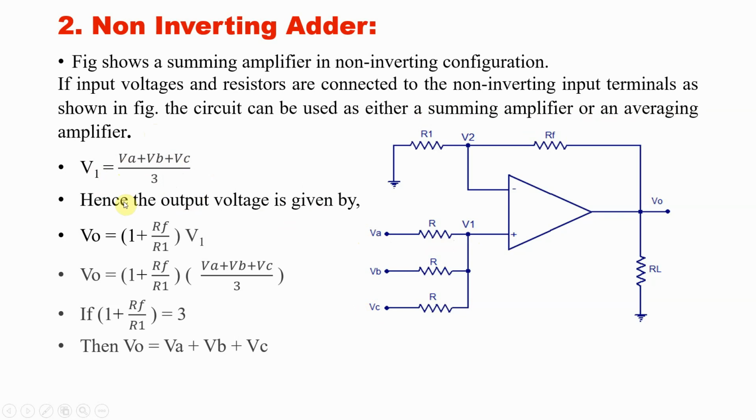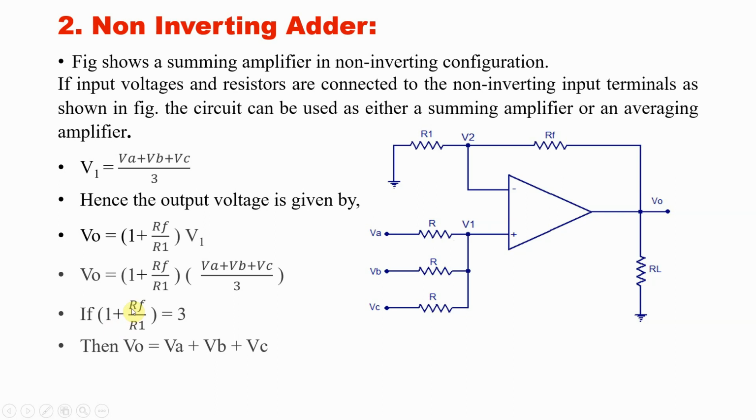Hence the output voltage is given by V0, which is a non-inverting amplifier. The equation of the non-inverting amplifier is V0 is equal to 1 plus RF by R1 times V1. 1 plus RF by R1 is the gain of the non-inverting amplifier. In this equation put the value of V1. Therefore, V0 is equal to 1 plus RF by R1 times the value of V1, that is VA plus VB plus VC divided by 3.